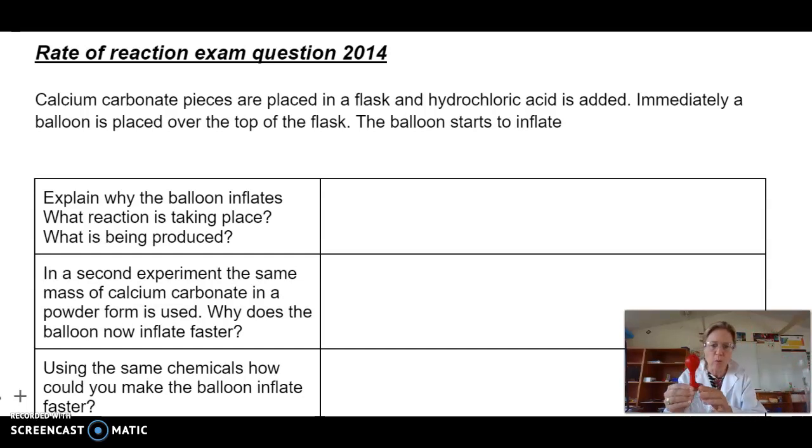So we need to talk about why that one inflated so much quicker. Well, the powder, compared to our chips, has a larger surface area. Now, if it's got a larger surface area, it means there's more space, more area for the hydrochloric acid particles to collide with the calcium carbonate. So more collisions are going to occur, and therefore the reaction will be quicker in that same short period of time.